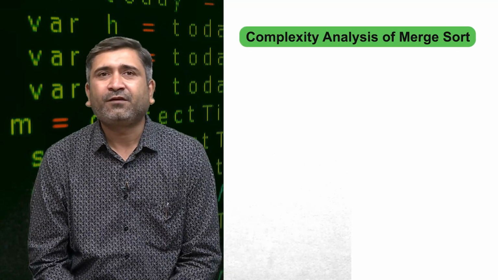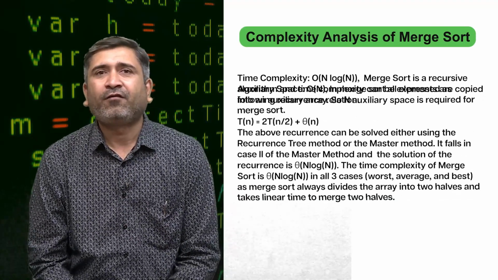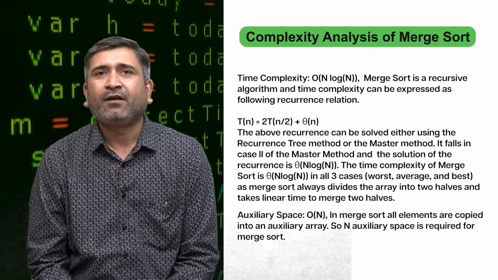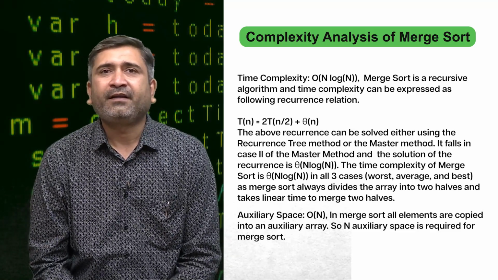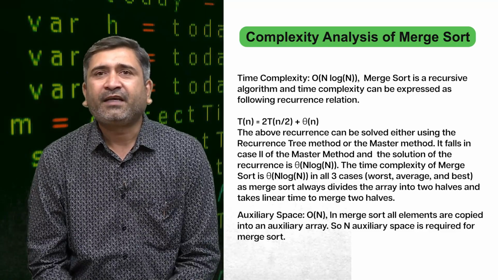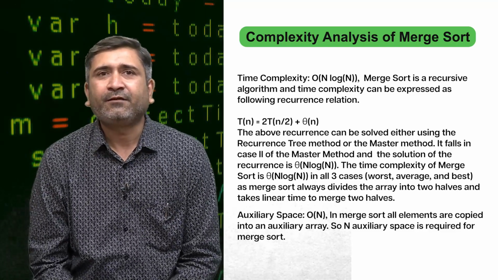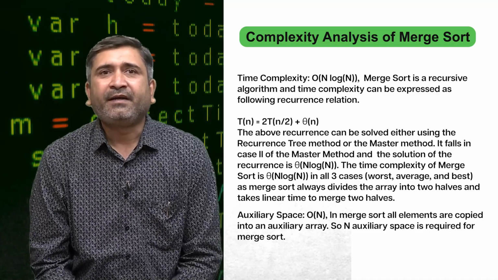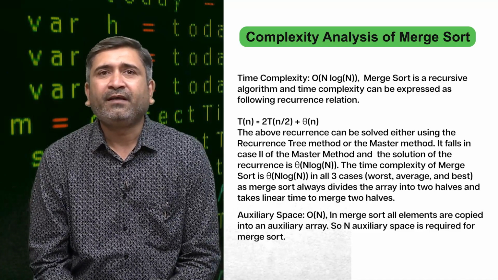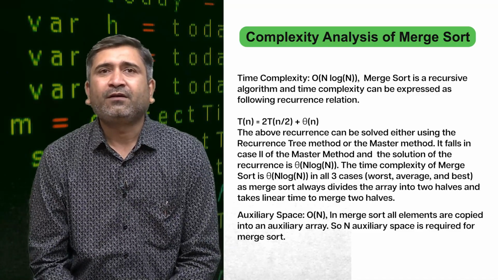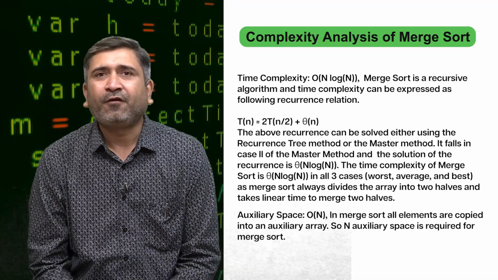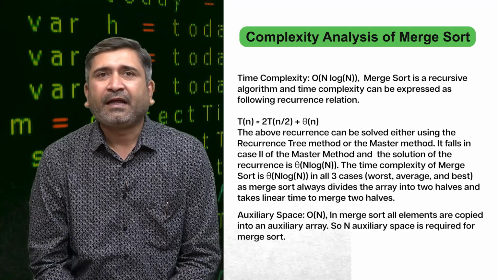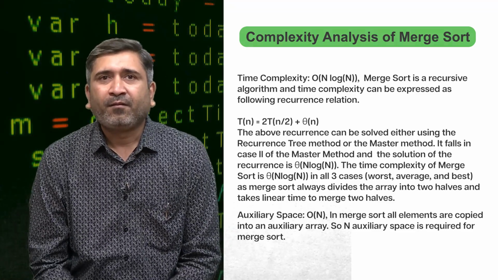See the time complexity analysis of merge sort. The time complexity of merge sort is order of n log n. Merge sort is a recursive algorithm, and the time complexity can be expressed as the following recurrence relation: T(n) = 2T(n/2) + O(n). The above recurrence can be solved either using the recursion tree method or the master method.